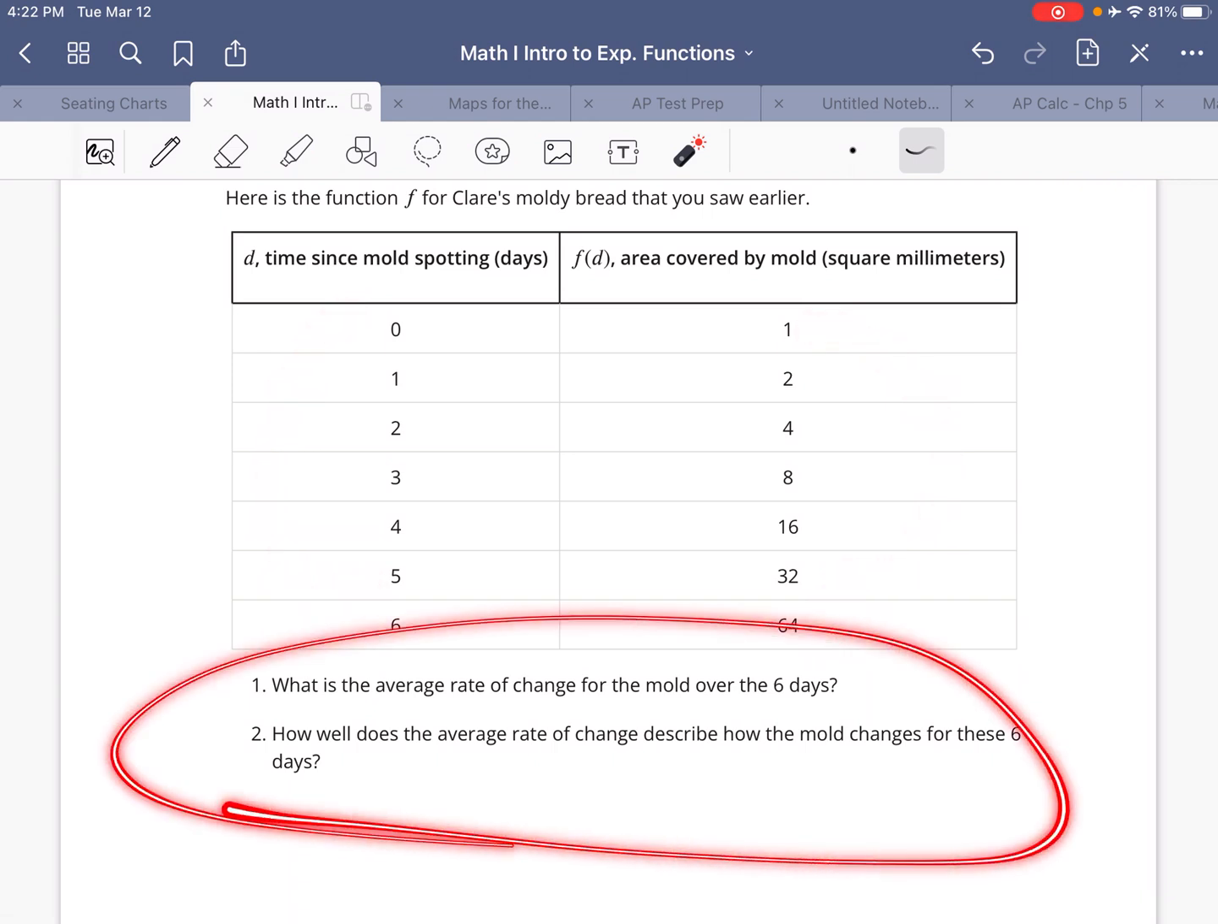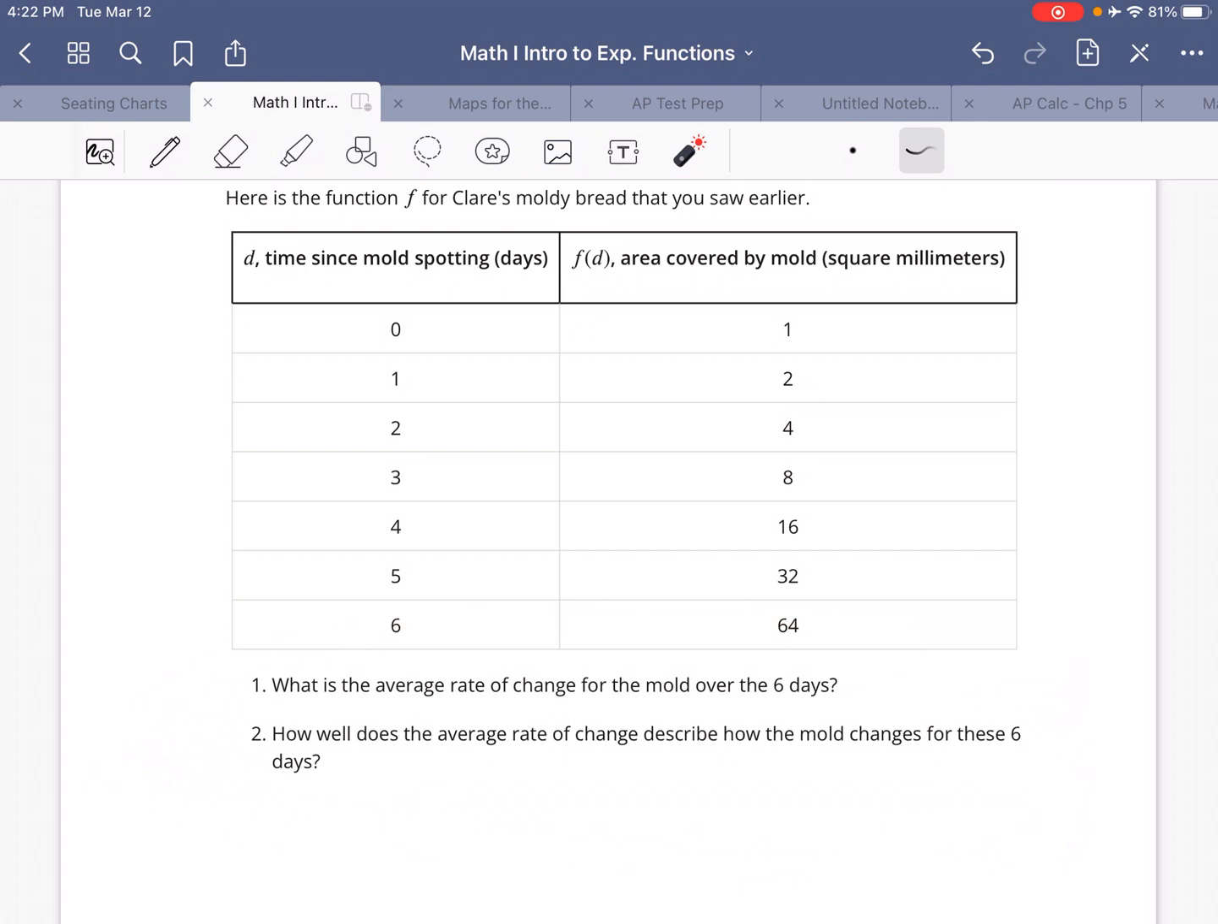And then how well does the average rate of change describe how the mold changes for these 6 days? When you get to that average rate of change calculation by taking the amount of mold divided by the amount of time that it took, does that seem like it accurately describes how the mold is changing from day to day to day? I hope this helps.